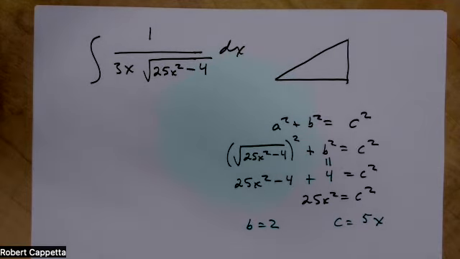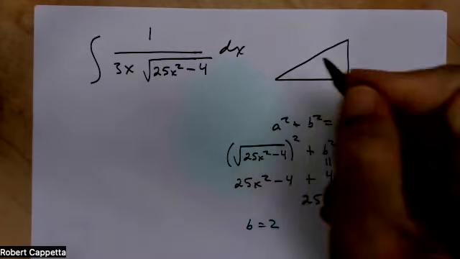Now, where are we going to put these things? c is 5x, so fine, we'll call this angle theta for now.